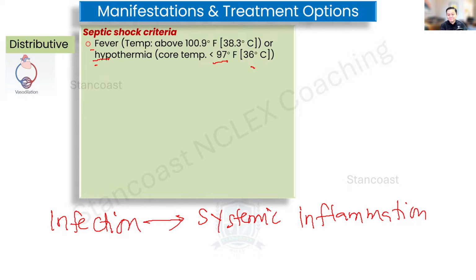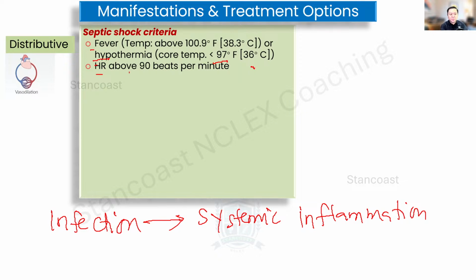Yeah, kind of weird, huh? But extremes of temperatures here, extreme elevation, or let's say low temperature, are signs of the septic shock. Why? Well, of course, the inflammatory responses in the body is really trying hard to fight off the infection. So there's going to be extreme in the temperature reading. What else? The heart rate will be what? Elevated. So this is another criteria in the diagnosis of septic shock.